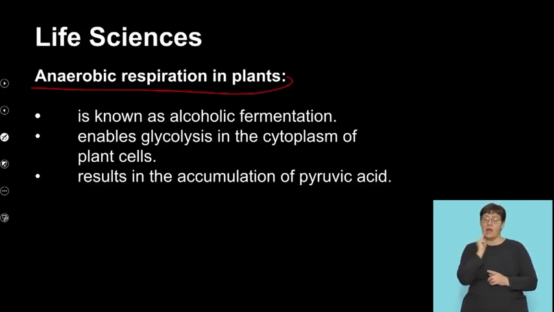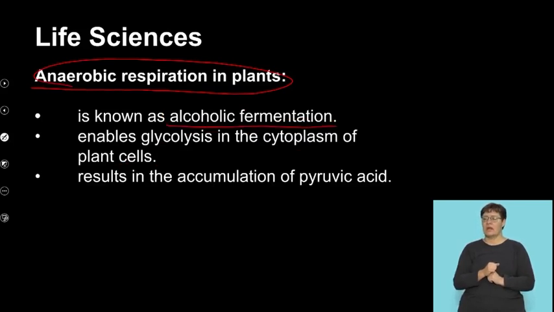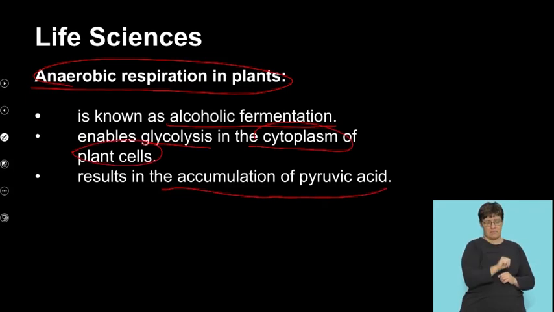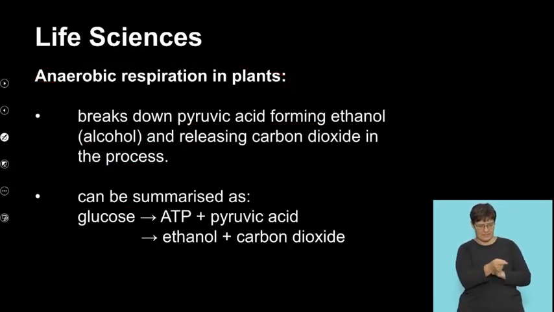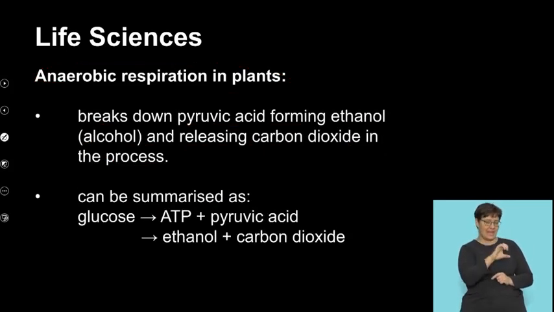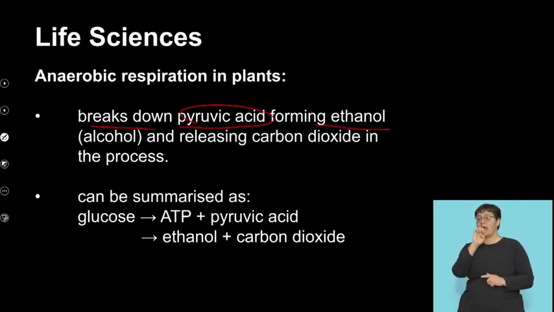However, this process in plants occurs slightly differently. As I mentioned, it's called alcoholic fermentation. And this enables glycolysis to occur in the cytoplasm of plant cells. And this in turn builds up what we refer to as pyruvic acid. Let's see what happens to it. This further breaks down the pyruvic acid, forming ethanol, which then releases carbon dioxide in that process.